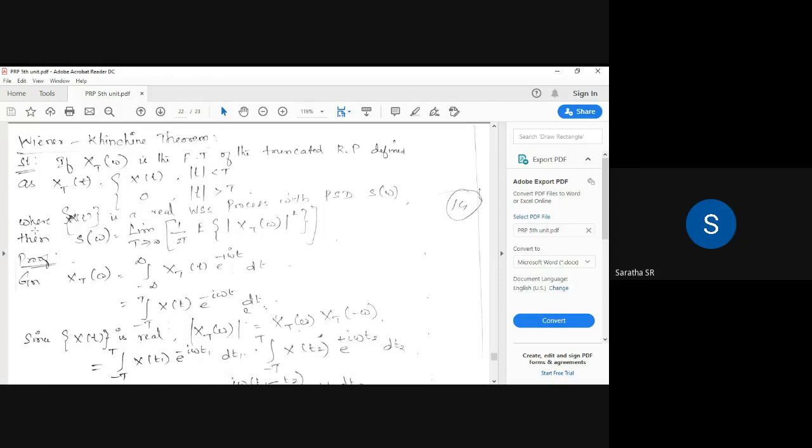I will give the clear notes now for this, because I don't have the book. I asked one person; he will scan and send it to me. Then I will share it in the Google Classroom.